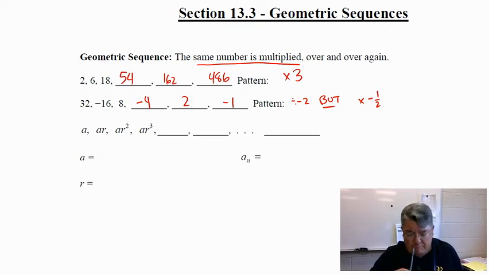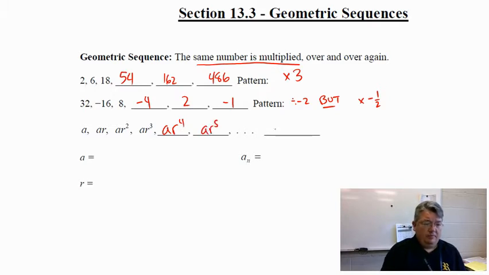So let's look at this. A times r to the second, a times r to the third, a times r to the fourth, a times r to the fifth, a times r to the what? Well, let's think about this. This is the first term, and there are no r's. Second term, 1 r. Third term, 2 r's. Fourth term, 3 r's. Fifth term, 4 r's. Sixth term, 5 r's. The nth term, n minus 1 r's.